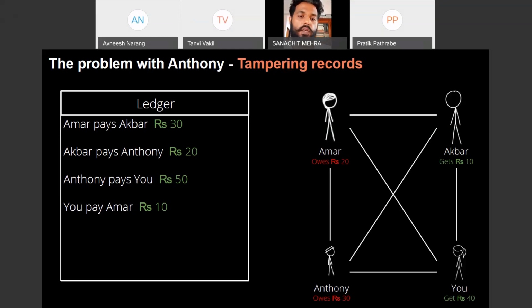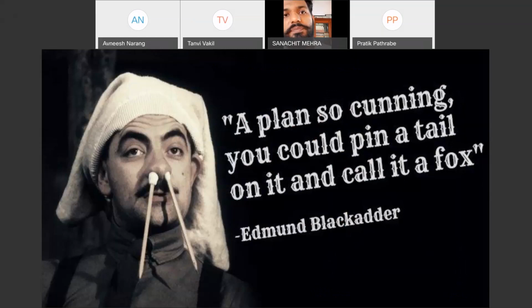disincentivized from doing it. And I think there's a very ingenious method for doing this. And it's called digital signatures. Next slide, please. Next slide.